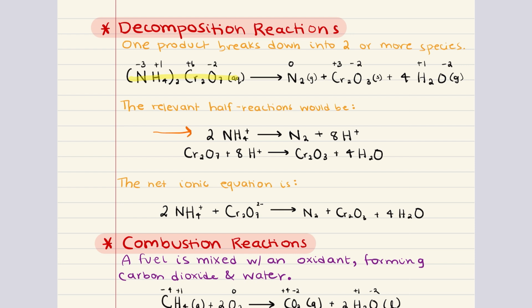In this half reaction, the ammonium ion loses electrons, indicating oxidation. The nitrogen atoms in the ammonium ion have an oxidation state of -3, which changes to 0 in nitrogen gas. And here we've added 8 hydrogen ions to the product side to make sure that the hydrogen atoms are balanced and that the charge is also balanced.